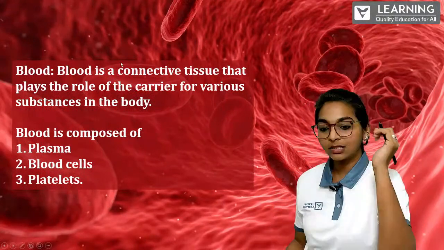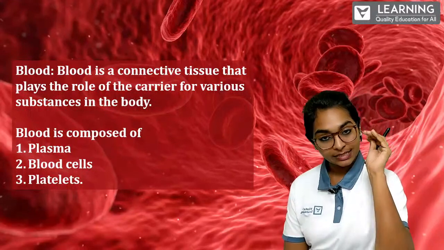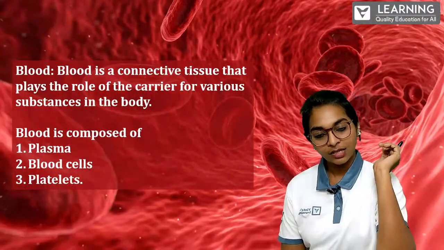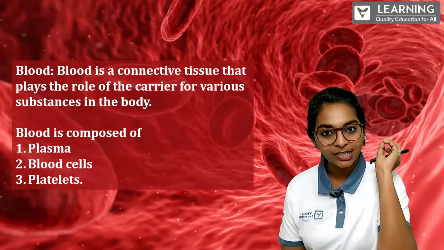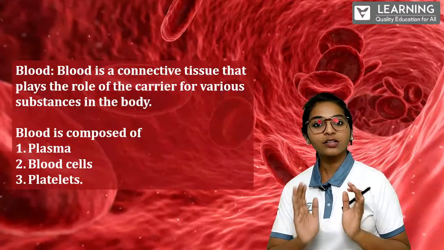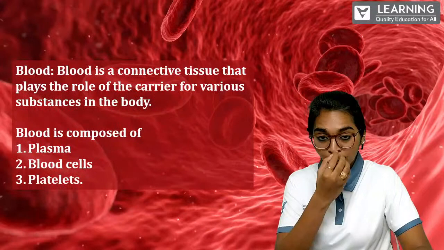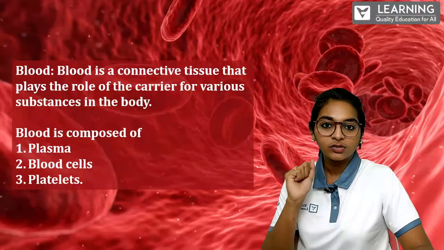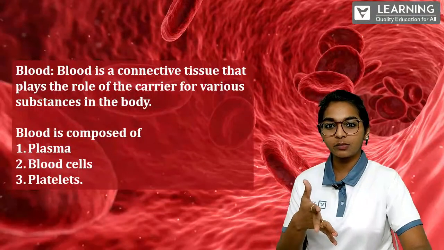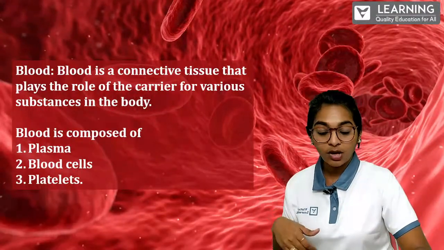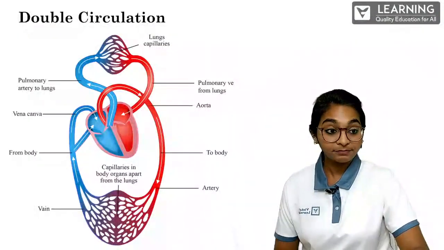So what is blood composed of? Very simple. It is composed of plasma, blood cells, and platelets. Is it clear? Plasma, which is 90% water, makes up more than 45% of the blood. Then there are blood cells: RBCs, the red blood corpuscles, and WBCs, the white blood corpuscles, which help in the immune system and all those things. Then you have the platelets, and along with it you also have fibrinogen and all those things, correct?